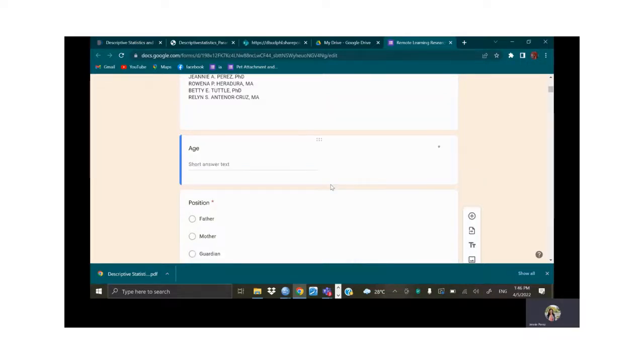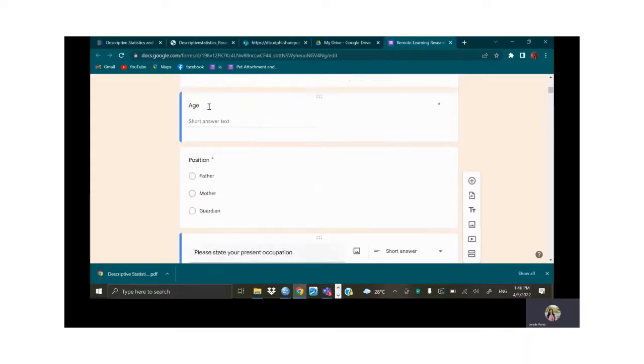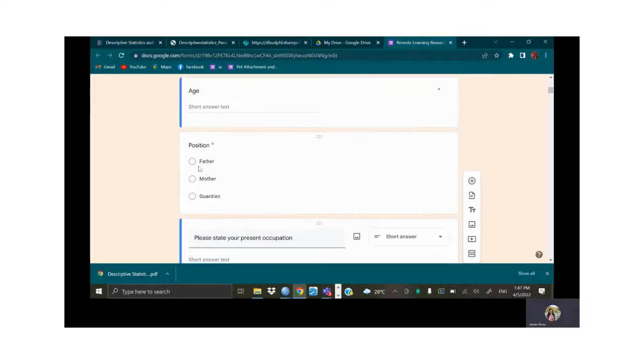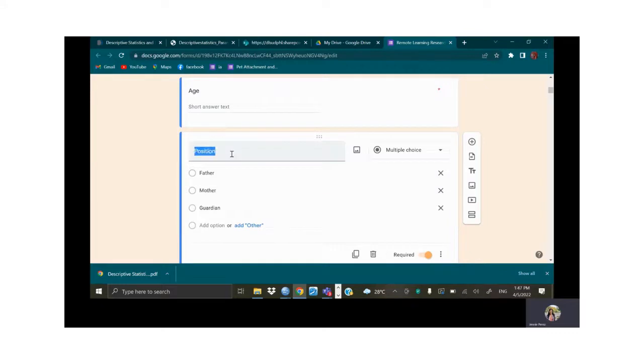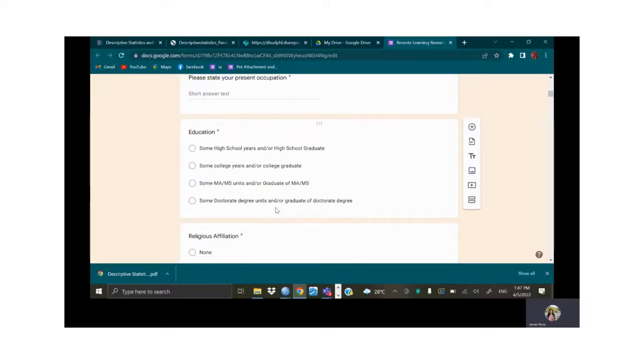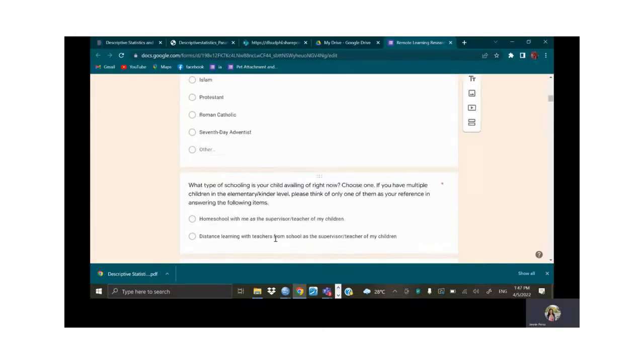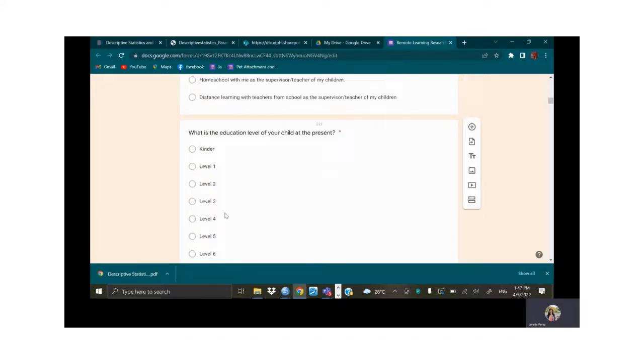So you would see here that, say for example, age is an item that the respondent has to supply by typing in the actual information. And for the position, this is a multiple choice item wherein the respondents would just have to click a button and then presto, that data would be reflected in the worksheet. Okay, and all of these are coded.